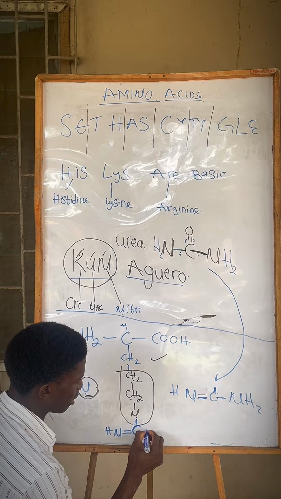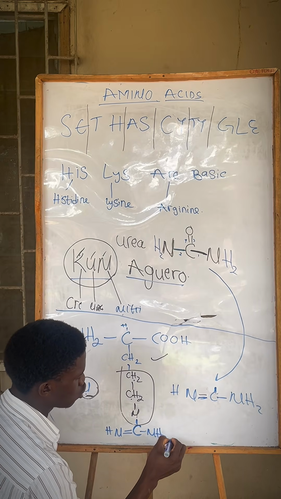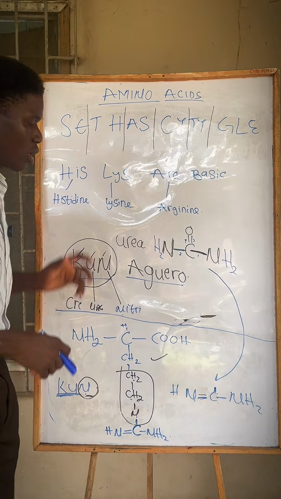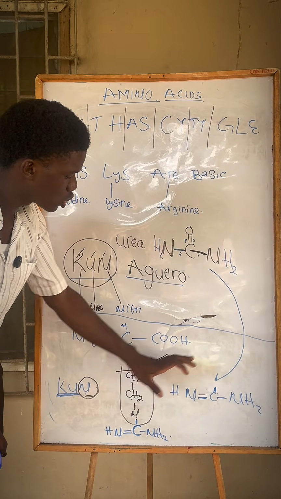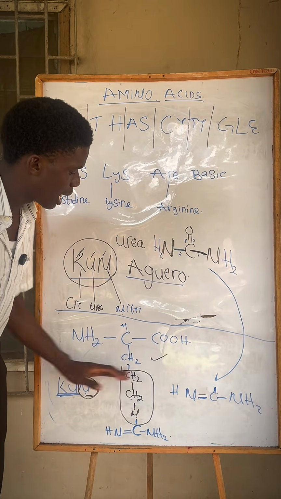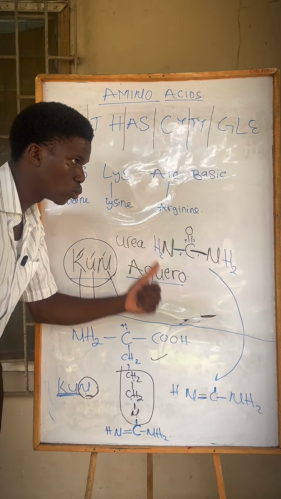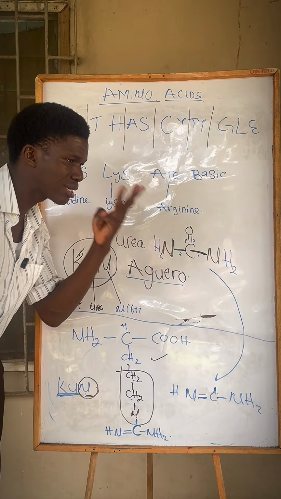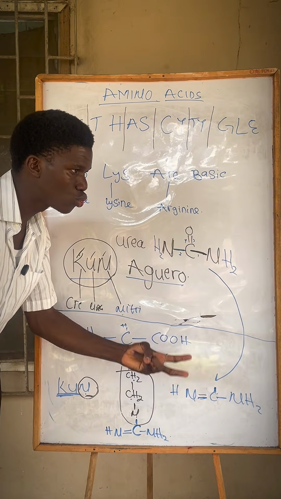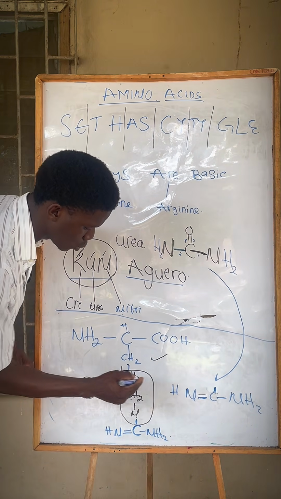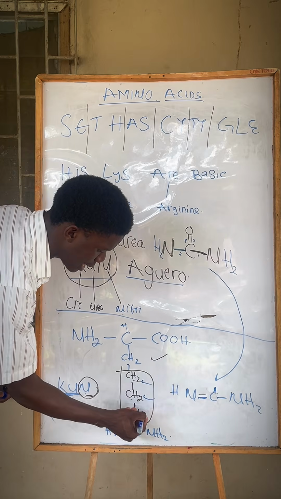HN, and I have NH2. So this is the structure of our arginine. So let me come again. The first thing is the structure of your alanine. After the structure of your alanine, don't forget your cone. Cone is telling you to add 3 things, okay? CH2, CH2, then N. That is CH2, CH2, then N.